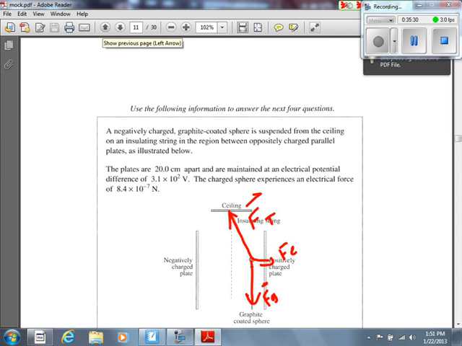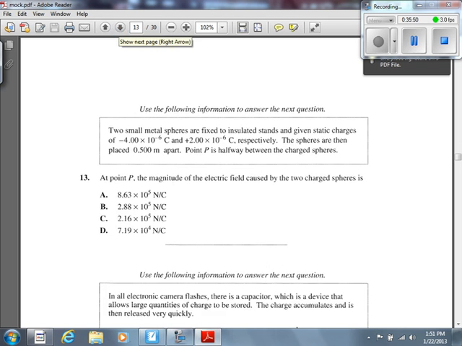Question 12 says use the following additional information to answer the next question. So number 12 goes with the information that's on page 9, and it goes with the information that's on page 8. So we got to be careful. If we need to use both sets of information, we will. Sometimes we're only going to need to use the one set on page 9. Sometimes we're going to need to use both.